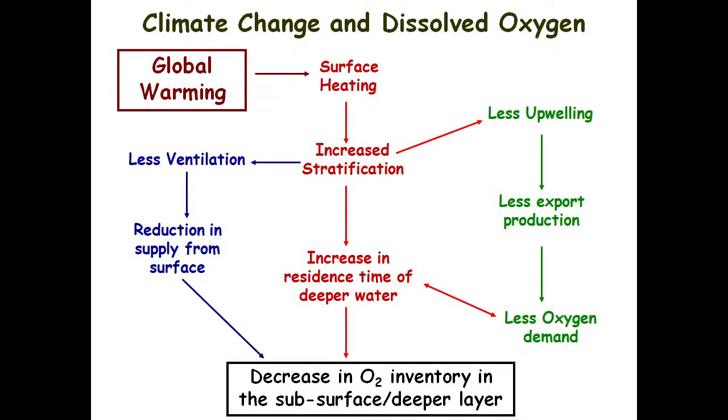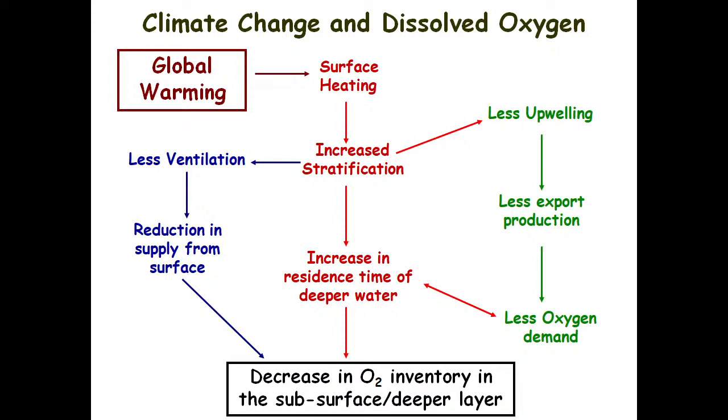Now, how is it going to be affected by global warming? I have tried to summarize what will happen if we increase the temperature. For example, global warming will lead to surface heating. Surface heating will lead to increased stratification. This increased stratification will change the oxygen in two ways. One is that it will lead to less upwelling, because the water will be more stratified. The deeper water will not be able to reach the surface, so upwelling or mixing will be reduced. So the transport of nutrients will be reduced, the production will be reduced, and hence the export production will be reduced. The decrease in the export production will lead to less oxygen demand, and some increase in oxygen we may see in this pathway at the deeper layer.